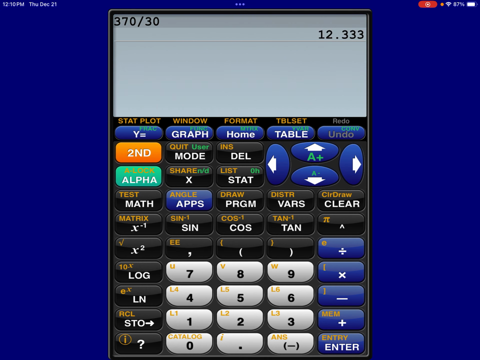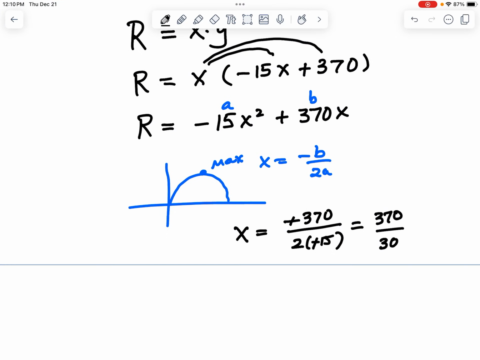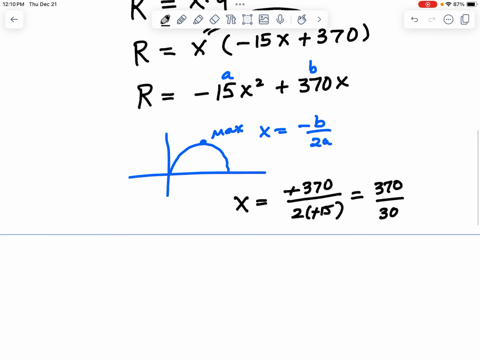So they should be charging $12.33. Since it is money, we then round it to 2 decimals. $12.33 is what they should be charging to maximize the revenue.